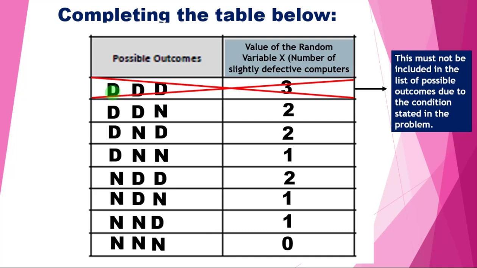So we cannot have this one in a combination or in the possible outcomes, because it says that 2 computers are slightly defective. So this is a non-example or a non-possible outcome. I hope you understand this.